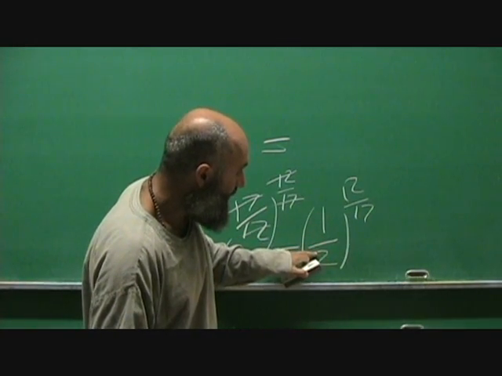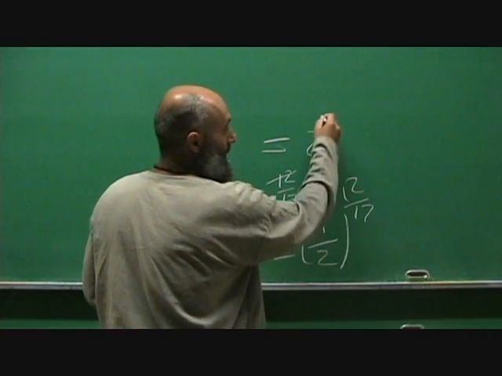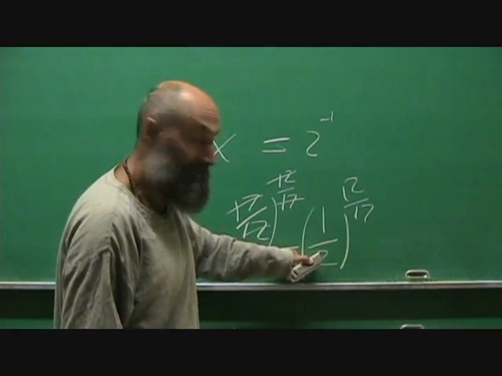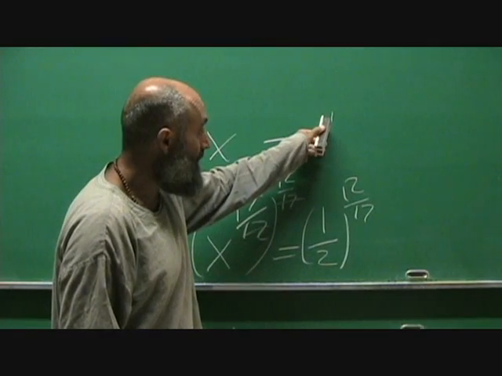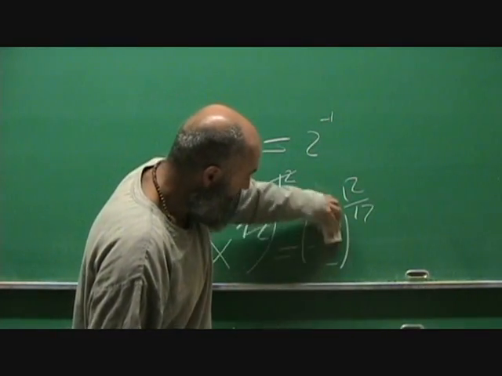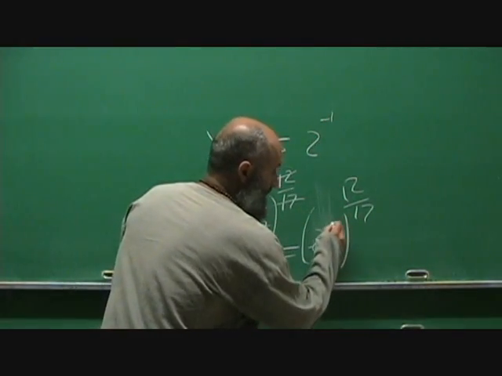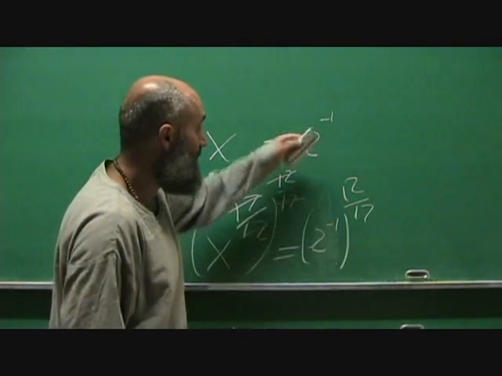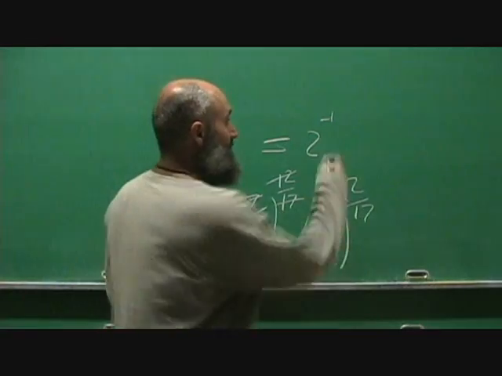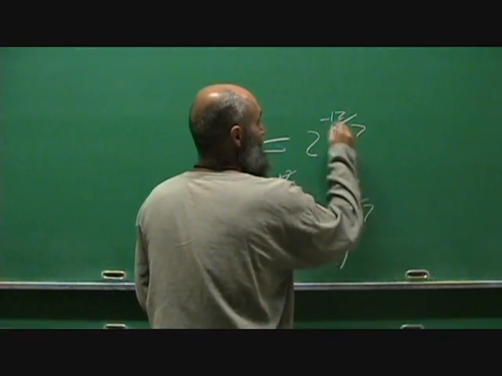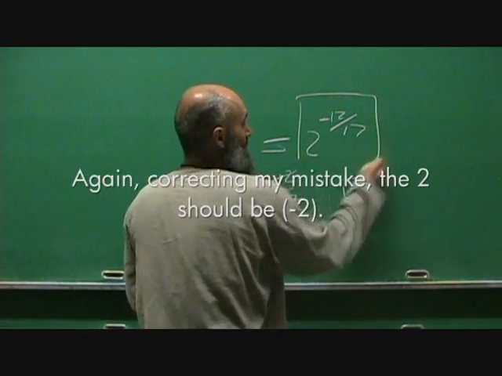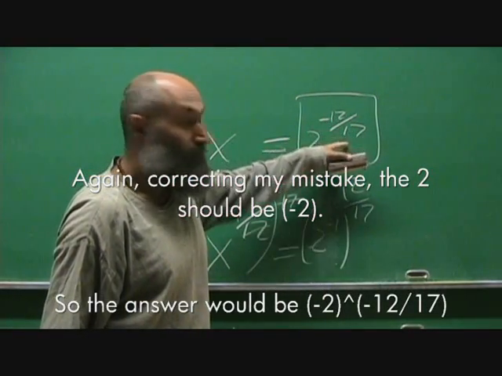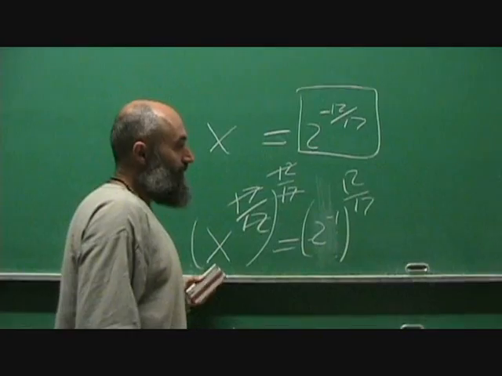1 over 2, you can write down as 2 to the power of negative 1, right? Because the negative 1 kicks the 2 down. And when you have an exponent to an exponent, they just multiply each other. So this would be negative 1 times this. So it would be negative 12 over 17. And that would be the solution, 2 to the power of negative 12 over 17.